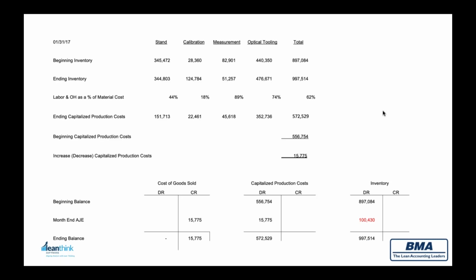Then at the end of the month, you have your ending inventory, which is a little bit higher than the beginning inventory. Now, again, this is material only. You use the labor and overhead percentages of a material cost, and you get your capitalized production costs by value stream. You add those up, you see it's a little bit more than what your beginning capitalized production costs are. And so what do you do? You make a simple journal entry. You debit your balance sheet for the $15,775. You credit your income statement. You valued inventory using a journal entry and maintain your margins.